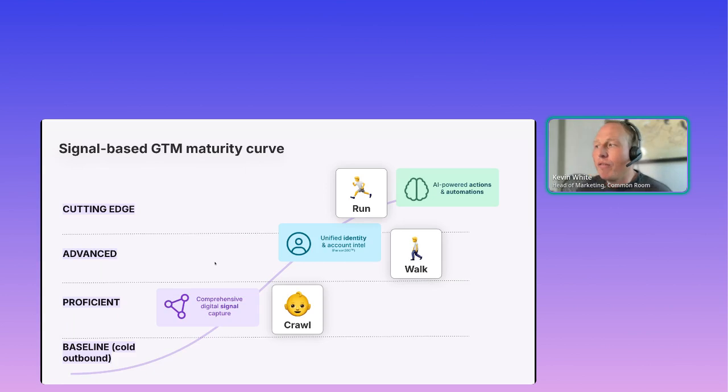The next, more advanced side of these prerequisites is not only capturing the signals, but also connecting the dots, what's called identity resolution. It's like this person who visited our website is also following our competitor, and someone else on their team signed up for our product. That's what I mean by unified identity and account intel. It's essentially grouping together the same person along their customer journey and all the different touch points that they have. It's actually pretty good to show an example of this.